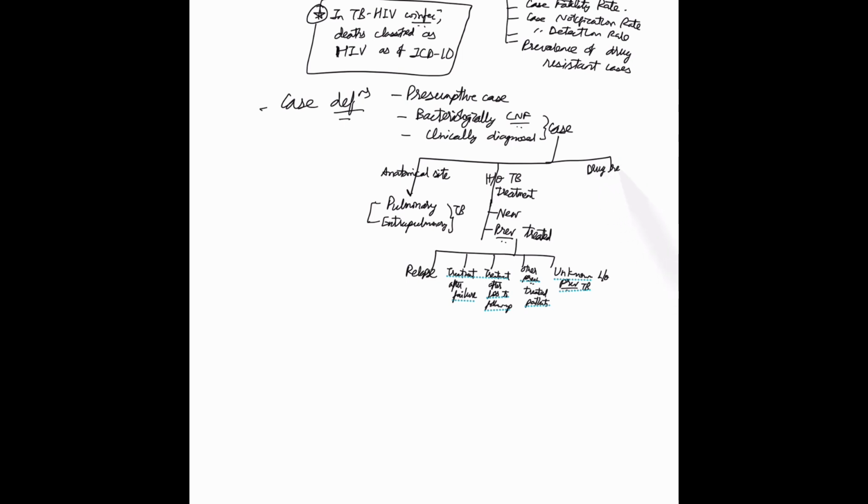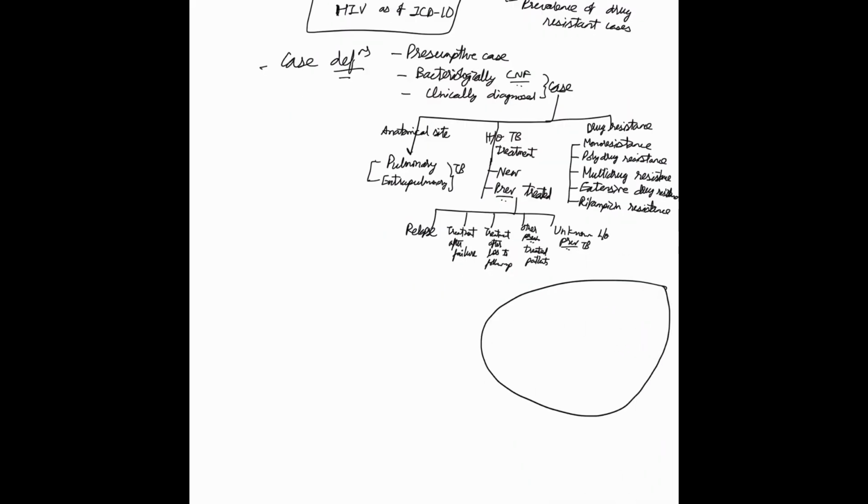Then under drug resistance TB, you have monoresistant, polydrug resistant, multi drug resistant, extensive drug resistant, and rifampicin resistant. So, what exactly is polydrug resistance? Resistance to more than one line of anti-TB drugs, except isoniazid and or rifampicin, is called polydrug resistance.